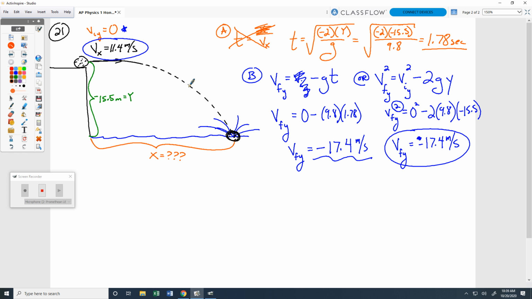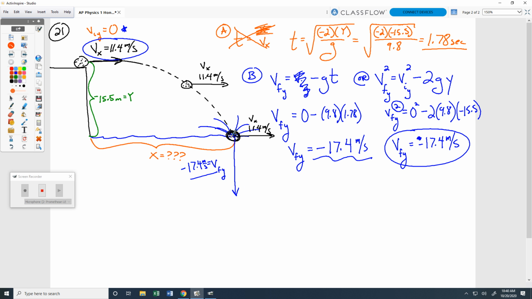The key thing is that as this golf ball travels through the air, just like our package in problem number 13, it still is moving horizontally at 11.4 meters per second. So even right as it strikes the water, it's still moving forward at 11.4 meters per second. What I have found here is that it also now is moving vertically downward at negative 17.4 meters per second.